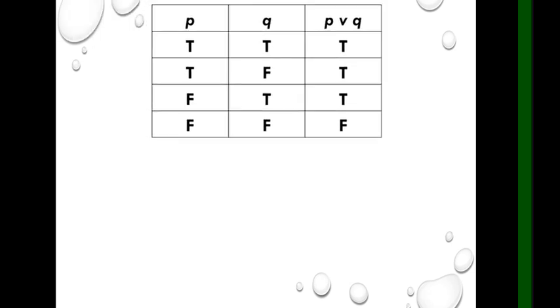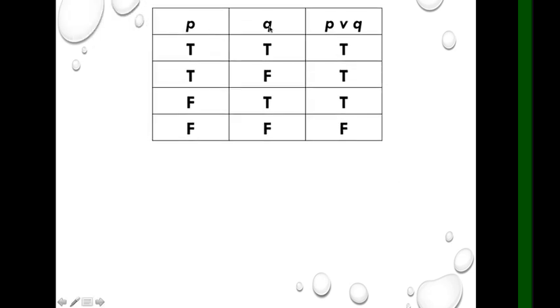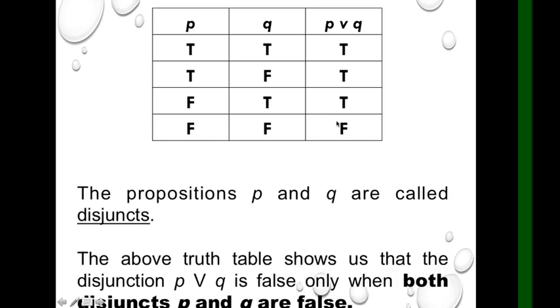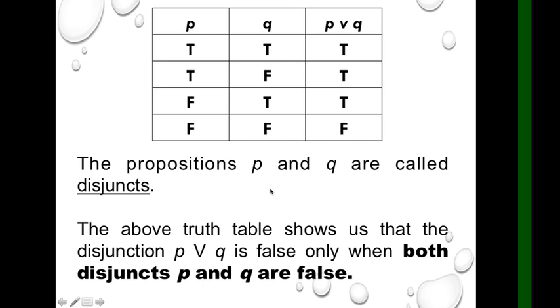So how about that one? We have P and Q as our two statements. If the hypothesis is true and the conclusion is true, for P ∨ Q, or P disjuncts Q, or P or Q, that is true. True, false, the conclusion is still the answer is true. False, but the conclusion is true, it is true. But if both hypothesis and the conclusion are false, that's the only time in the disjunction that it will become false. The propositions P and Q are called disjuncts.